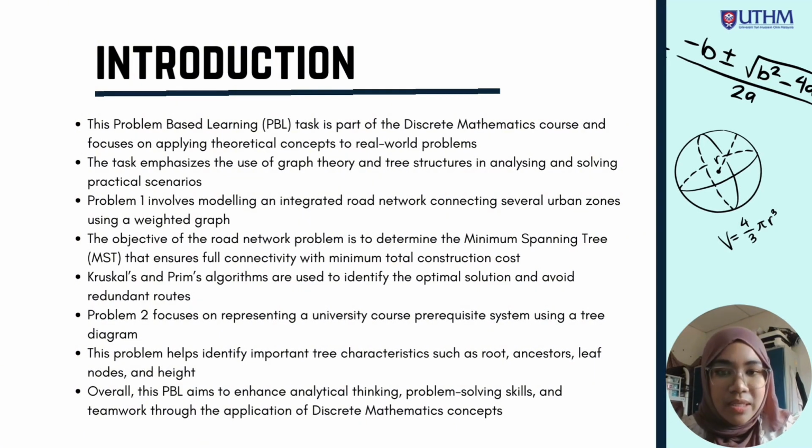Problem 2 is focusing on representing a university course system using a tree diagram. This problem helps to identify important tree characteristics such as root, edge, center, leaf, nodes, and height. Overall, this PBL aims to enhance analytic thinking, problem-solving skills, and teamwork in the application of discrete maths concepts.